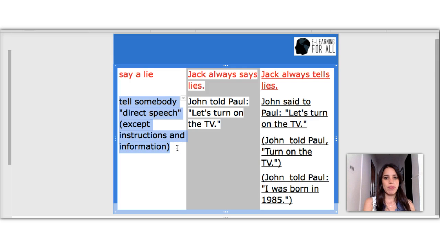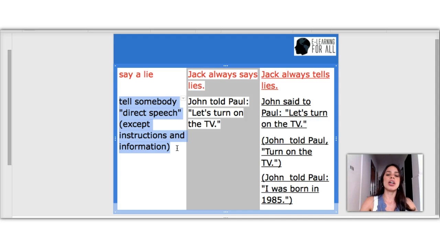Direct speech is when I speak directly to you or directly to the other person. Indirect speech is when I speak to you and you give my message to another person. And when you give my message to another person, it's an indirect speech because I didn't speak directly to that person. Can you understand that?